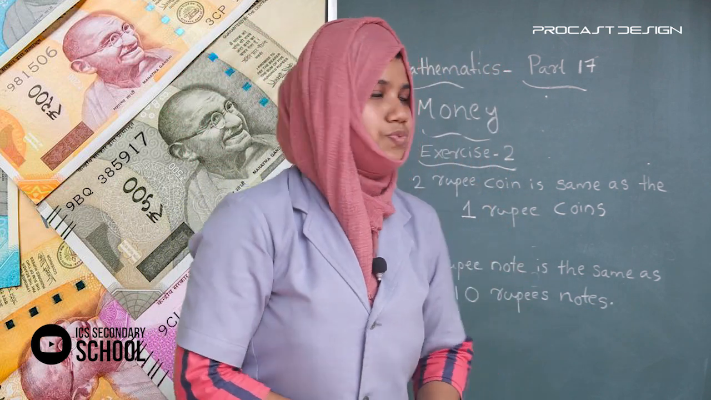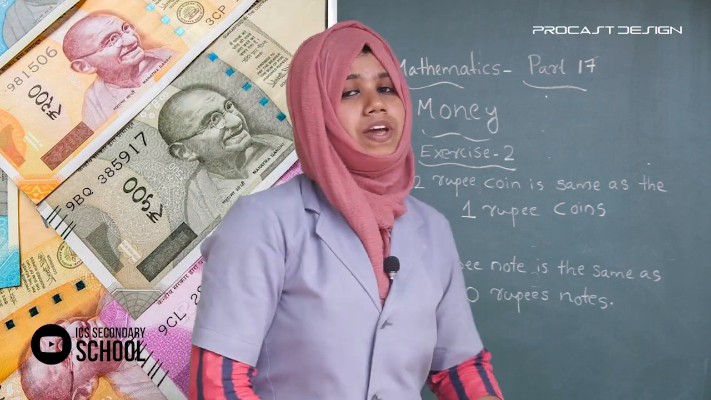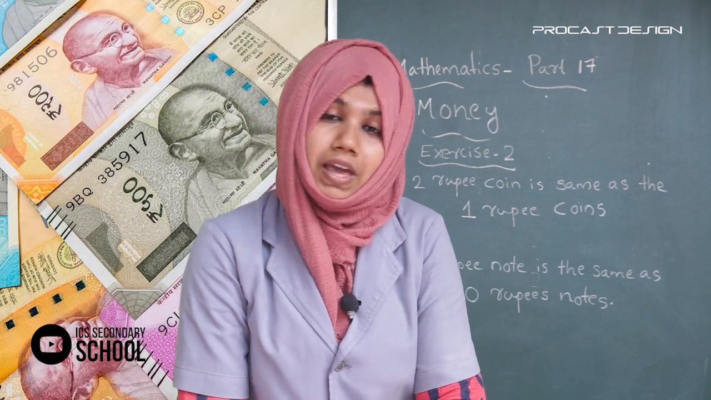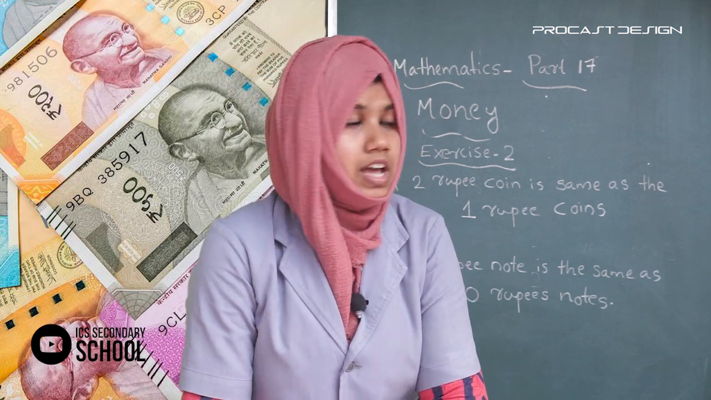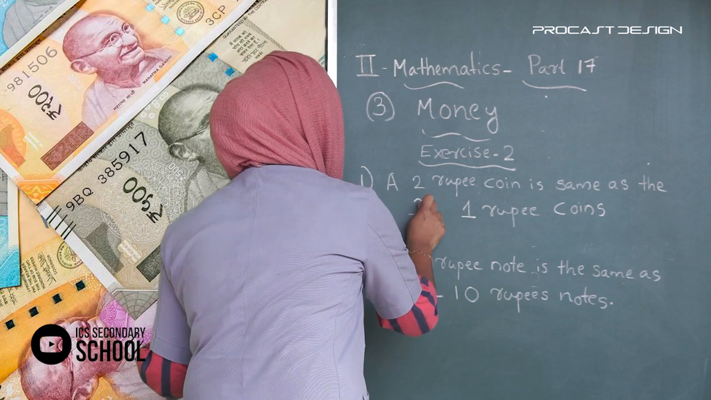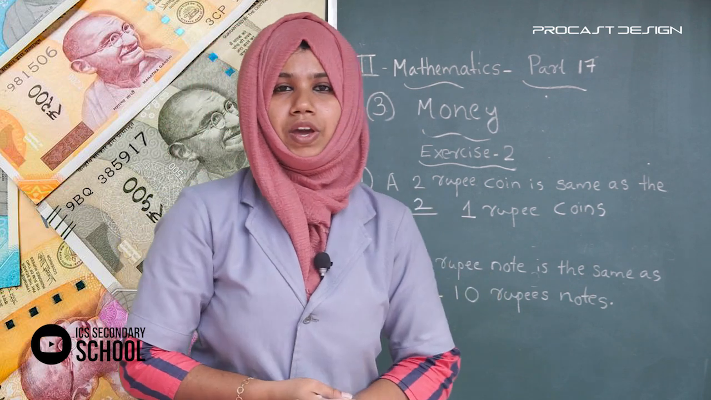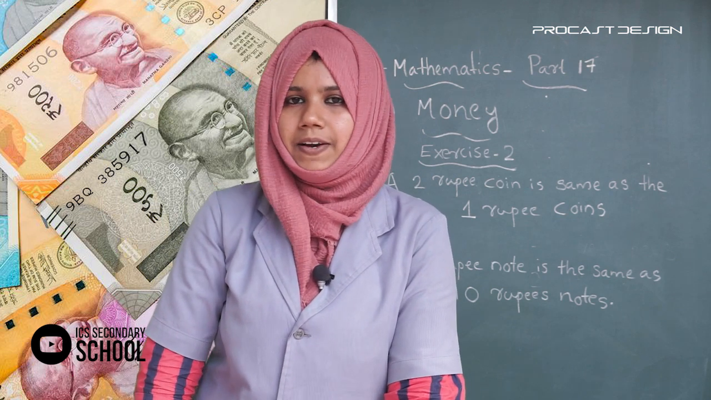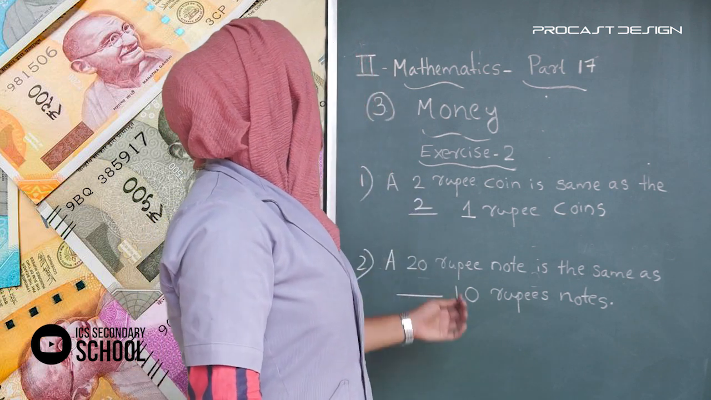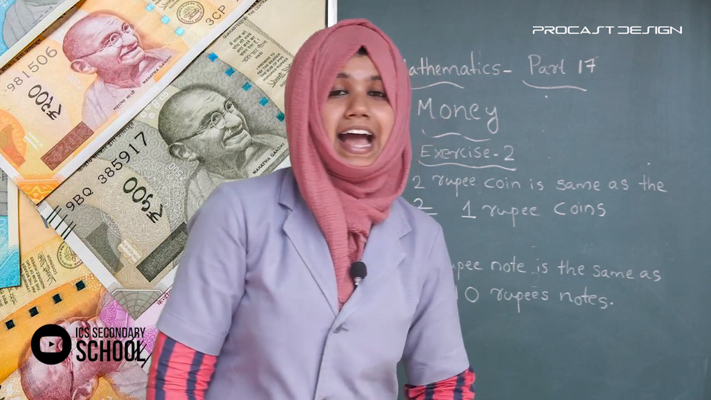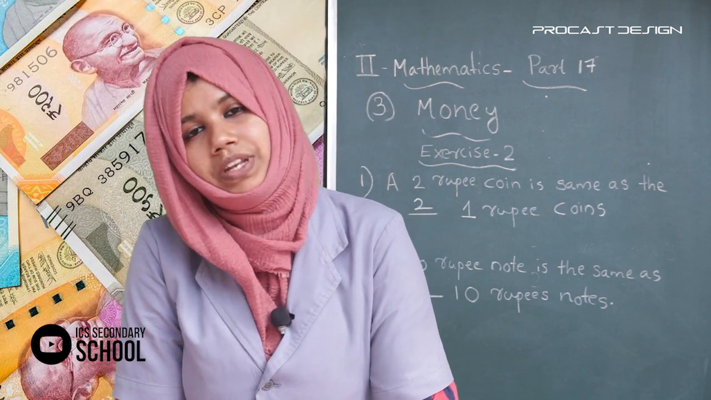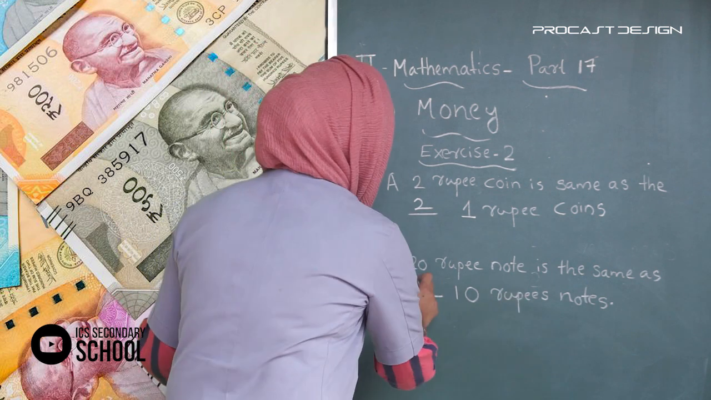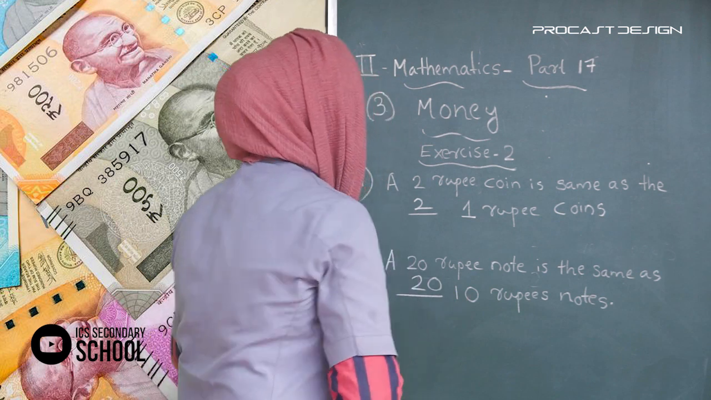These are your questions. First one: a 2 rupee coin is the same as dash 1 rupee coins. How many 1 rupee coins make 2? Yes, 2 1 rupee coins. Is it clear? Next: a 20 rupee note is the same as dash 10 rupee notes. How many 10s make 20? Yes, 2 10 rupees. So 2 10s make 20.